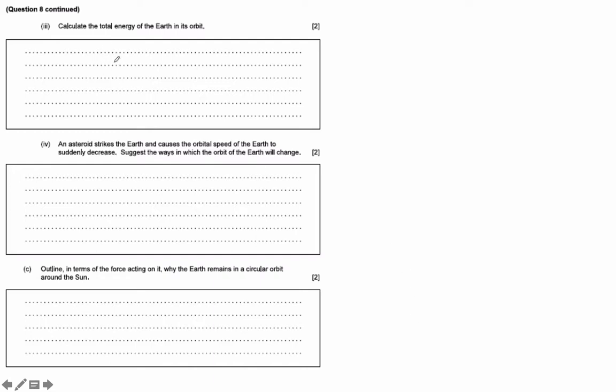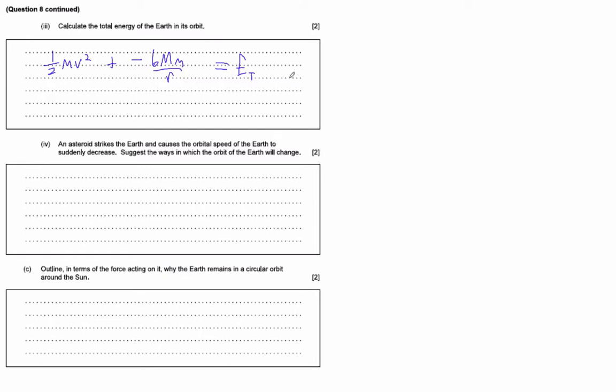Okay, there's kind of a lot of ways to do this. I feel like to find the total energy of the Earth in its orbit, the total energy will be 1/2 mv squared plus negative GMm over r. That's going to be our total energy, right? This is the kinetic plus the gravitational potential.